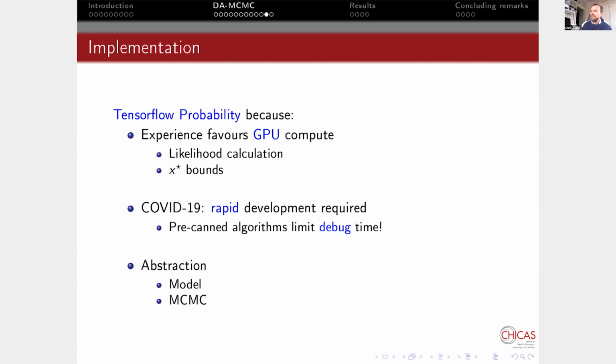So this is just saying what I've just said, really. The TensorFlow Probability library offered us GPU compute for very little development time comparatively. I've written CUDA kernels in the past to implement MCMCs, and it's not something I wanted to do in the hurly-burly of actually trying to provide operational results for COVID at the same time as trying to drive the statistics forward.